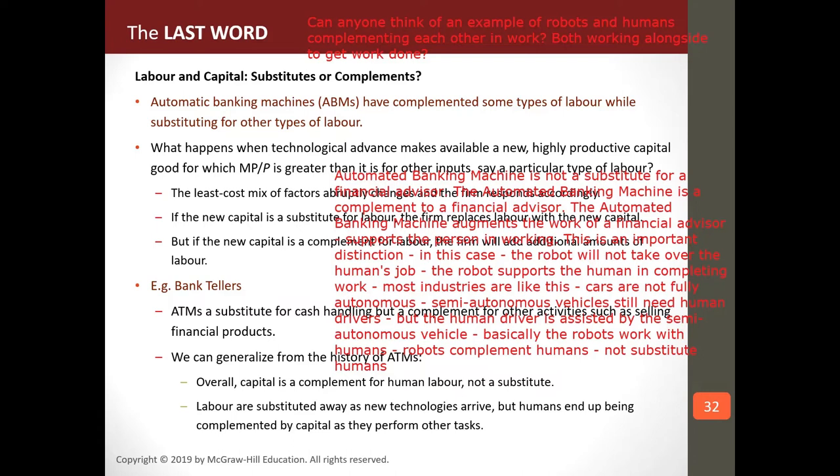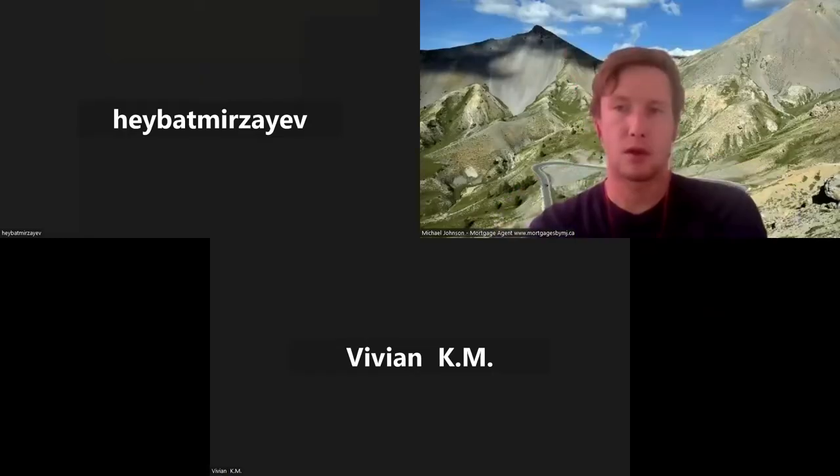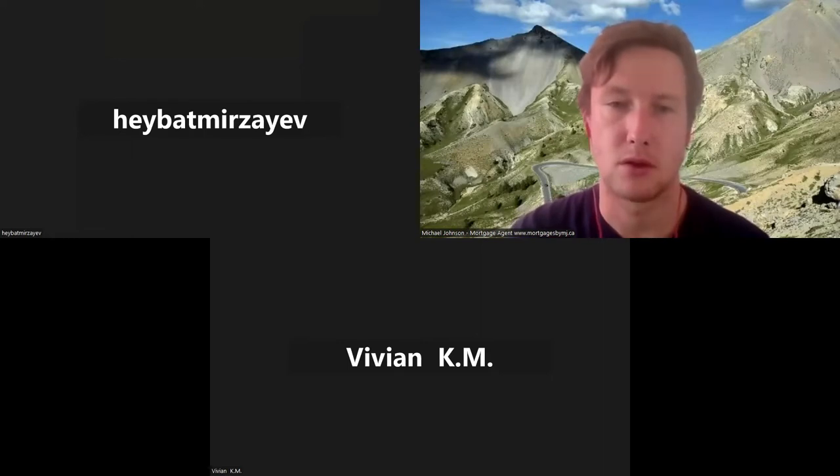That's correct. And then Vivian said, Google Assistant on our phones, exactly. So we could be working, and if we need an answer, we ask Google Assistant. So that's an augmentation, so we can get information from Google Assistant while we're working. Great examples, Batmir and Vivian. That was great work on that.